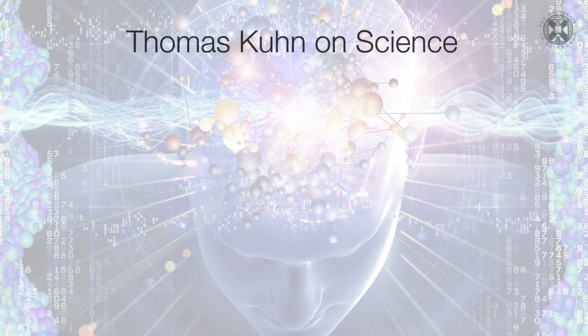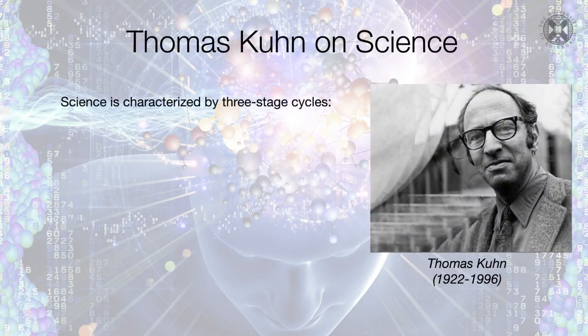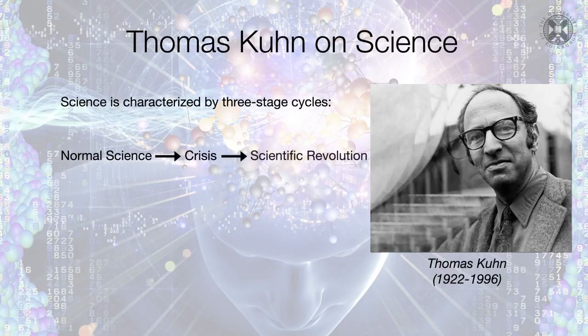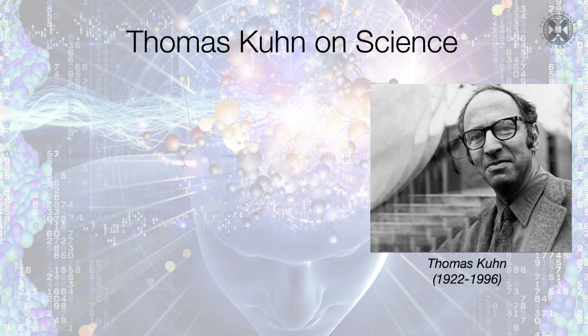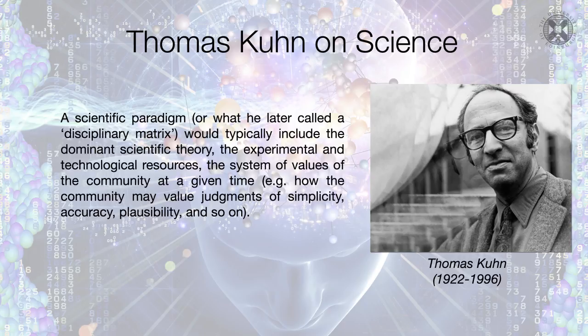But according to Kuhn, this picture is totally wrong. If we look at the history of science, if we look at the actual scientific evidence, we obtain a radically different image of how science grows and unfolds. According to Kuhn, science goes through periods of normal science, crisis, and scientific revolutions. In periods of normal science, scientists work within a scientific paradigm. This is the expression that Thomas Kuhn introduced in 1962.